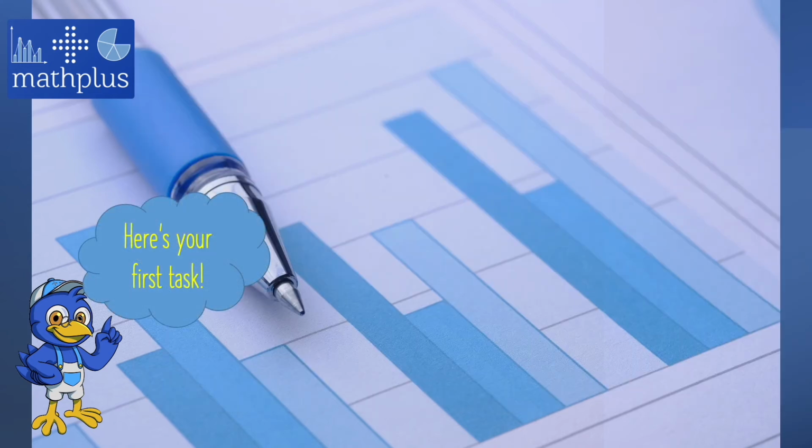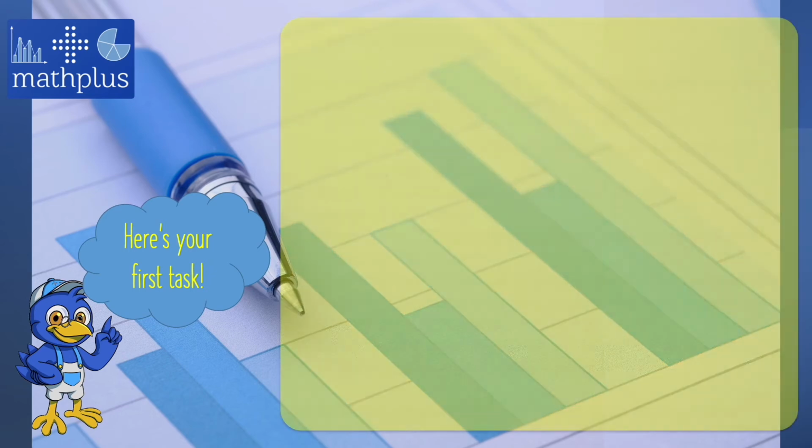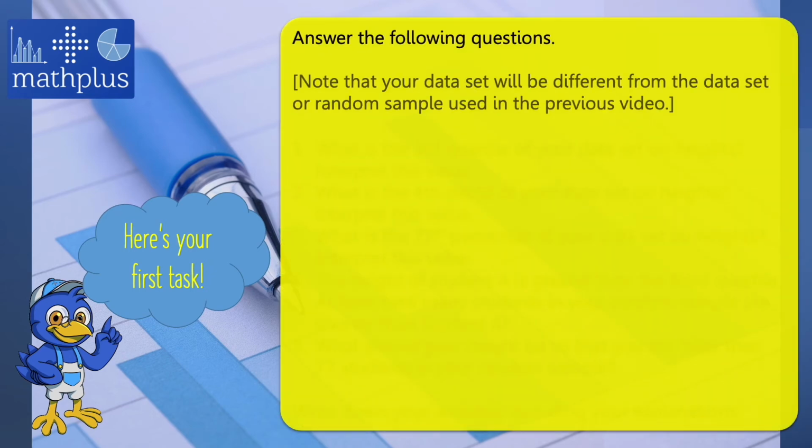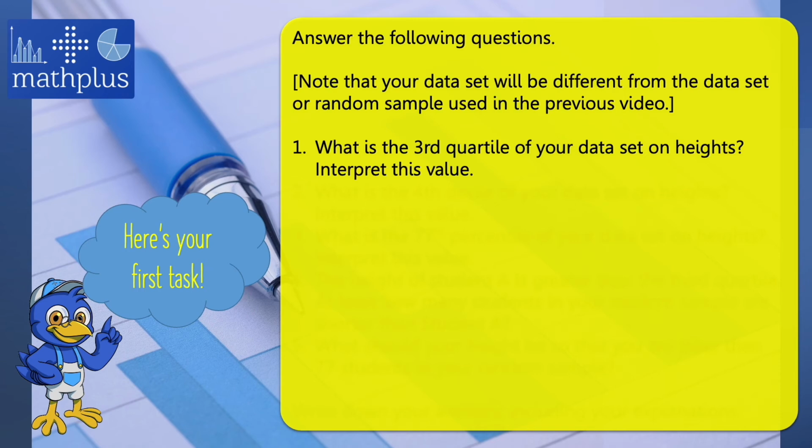Okay, now that you know how to use the percentile template, you can do your first task. Here are the instructions. First, note that your dataset will be different from the dataset or random sample that I showed you earlier, so don't expect your answers to be the same. Your first question, what is the third quartile of your dataset on heights? Interpret this value.